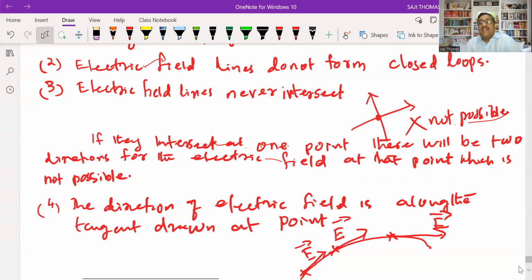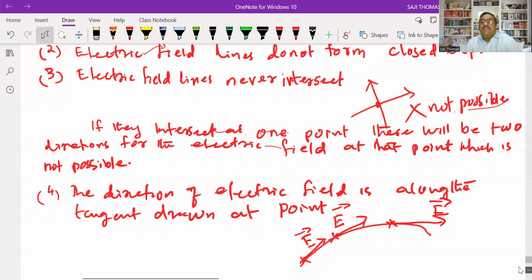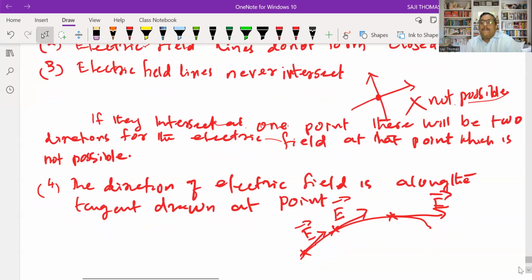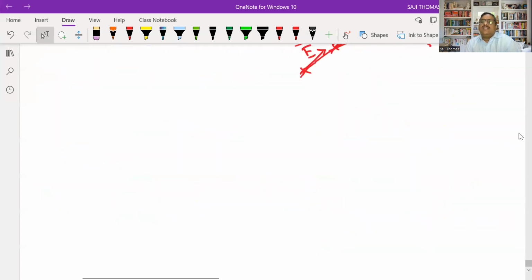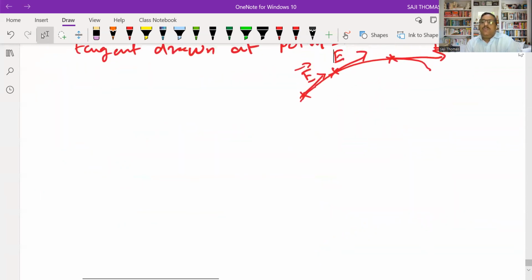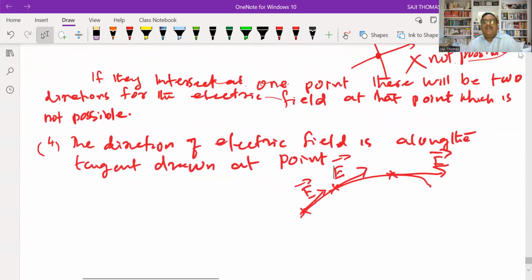Then, electric field lines are normal to the surface of a conductor. The reason for this we will cover later. Now we are not in a position to answer the reason for this property. Electric field lines are perpendicular to the surface of a conductor. The reason we will learn in the next lesson. Now you learn the property: electric field lines are perpendicular to the surface of a conductor.